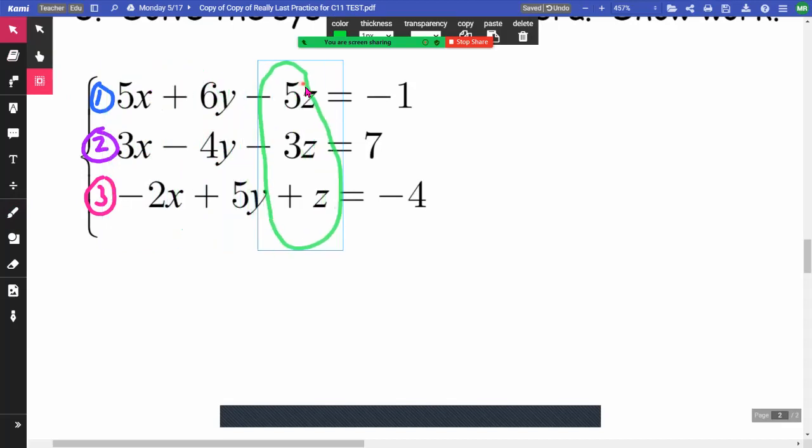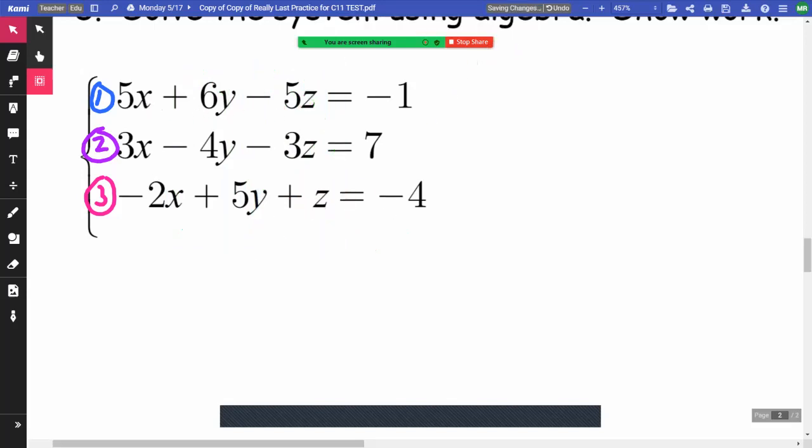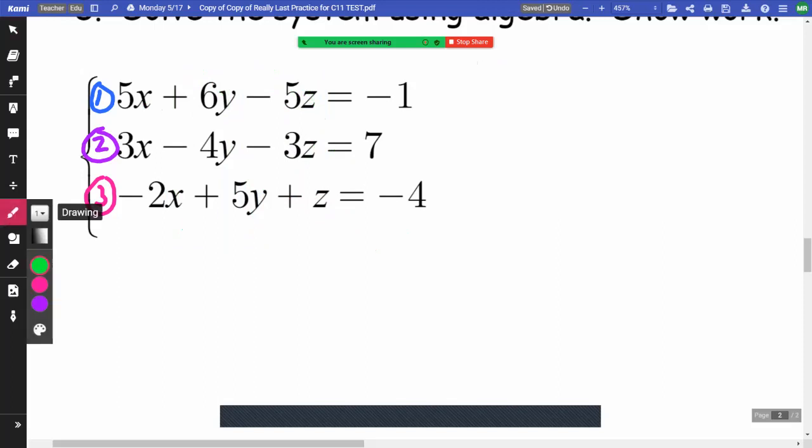Let's check my z's. When I have just a plain z, the nice thing about that is I can times it by 3 to get rid of this one, and I can times it by a 5 to get rid of this one. So I think I'm going to do my z's. Okay, that's what I'm going to do. So we're going to eliminate z's.